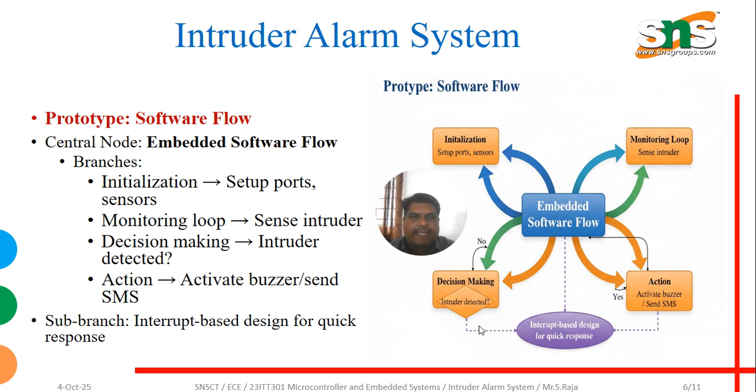If they enter inside the home, what happens? We need to take the action of alerting the buzzer or sending an SMS to the owner. If both cases are not there, then the sensor keeps sensing, and whenever the intruder comes, at that time it will send the message. After that it will go to the idle stage. So these are very, very important. This prototype software flow consists of initialization, monitoring loop, decision making, and action taken. So this follows the sub branch.